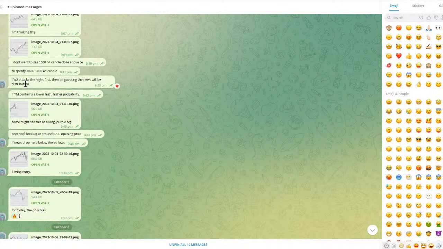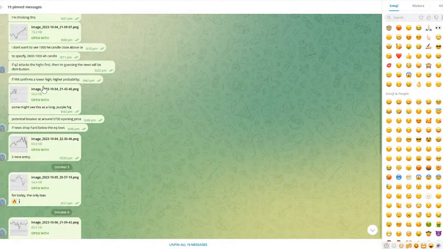News only has two functions. I mean, from my point of view, it only has two functions. Okay, it's either a manipulation or distribution, and if a previous news driver or a previous event, like let's say market opening, is a manipulation, then you expect the distribution to be the news driver and vice versa.